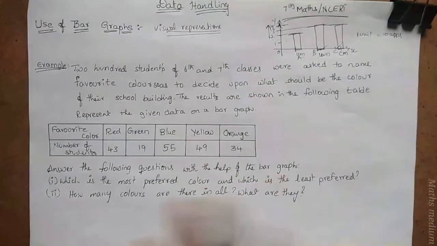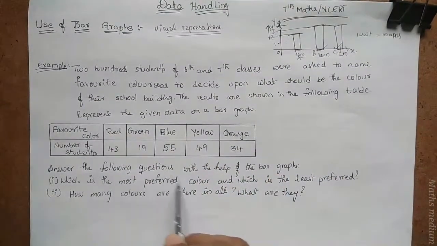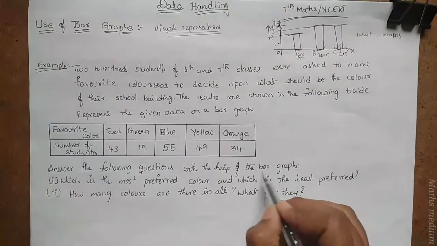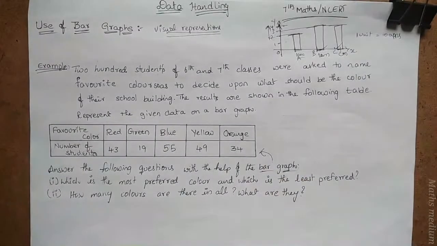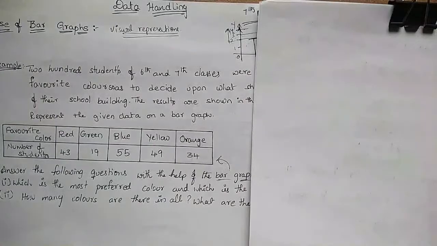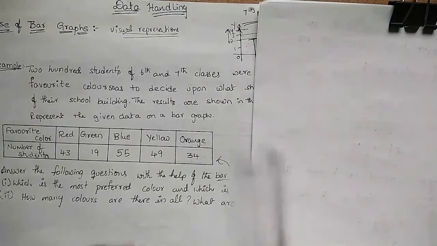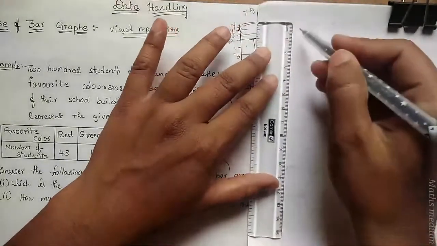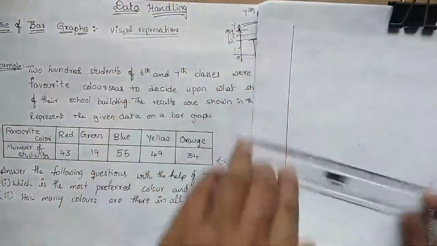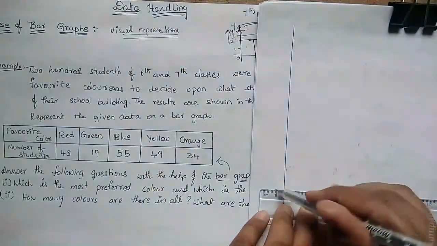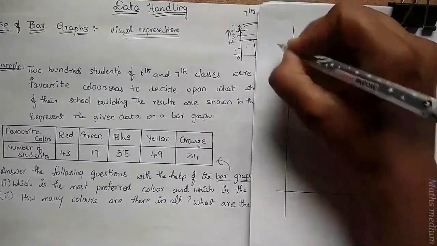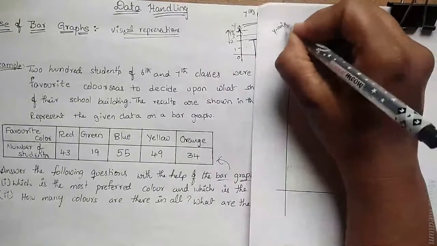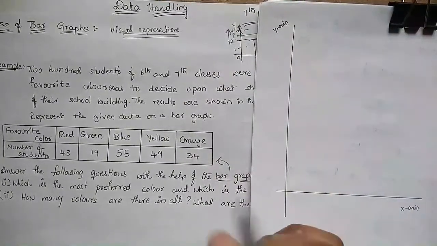So let's start from the question. Answer the following questions with the help of the bar graphs. So we have to put a bar graph here with the given data. So take a bar graph. Now take the help of a scale. I am drawing like this with the two axes, x-axis and y-axis, naming them like that, for easier comparison.